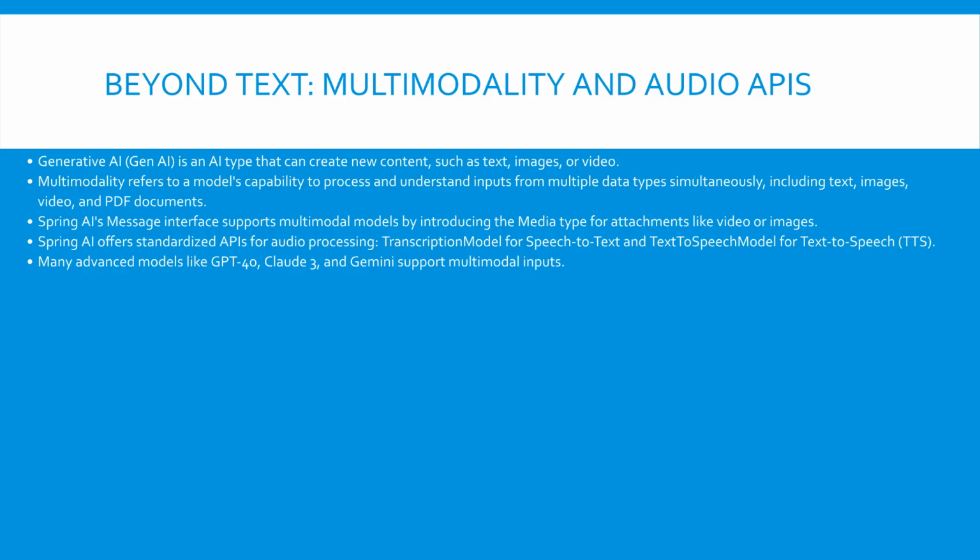Beyond chat, Spring AI provides specific interfaces for specialized audio tasks. The transcription model offers a unified API for speech-to-text transcription, converting audio files into text. Conversely, the text-to-speech model allows you to convert text into natural-sounding speech, which is crucial for applications like voice assistants or narrating written content. These interfaces provide the same portability benefits as the chat models, allowing you to swap audio providers without modifying your application code.